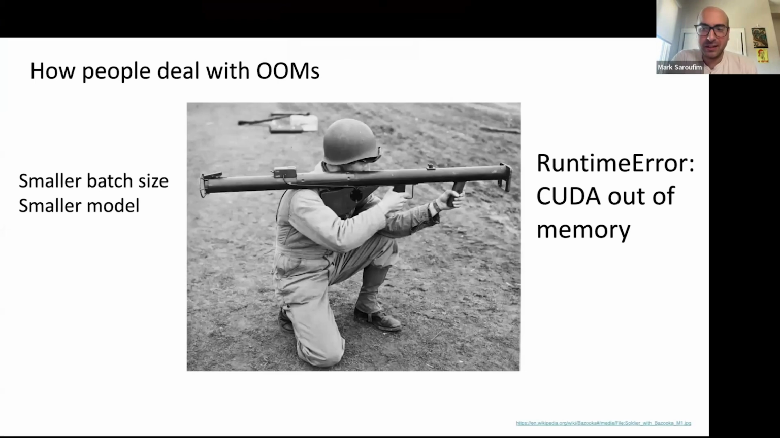Traditionally, the way I've seen people deal with OOMs is this: they see an OOM, they're like, okay, crap, what do I do? And then the two nuclear options are you either reduce your batch size or reduce the size of your model. You go, oh, this thing's too big, let me just have something smaller. But this is a very coarse tool, and there's certainly a lot more finer-grained things you could do with a bit more knowledge.